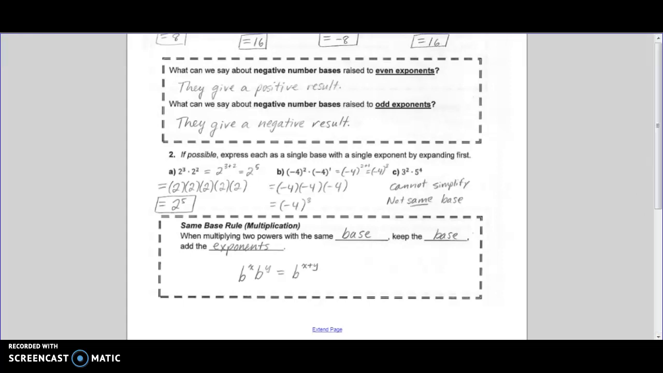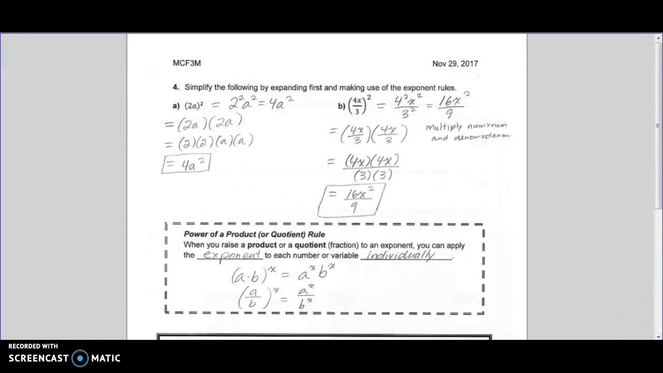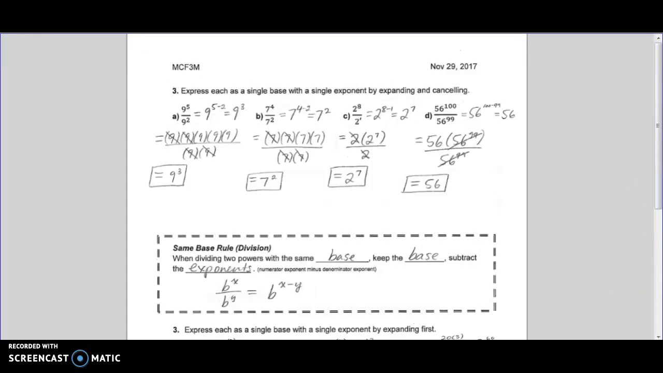Moving on to the next part here. Express each as a single base with a single exponent by expanding and canceling. So same question, but instead of multiplying, we are now dividing. If you look at basically any of these questions, A, B, C, or D, they're done in the same way. So let's look at the first one here.